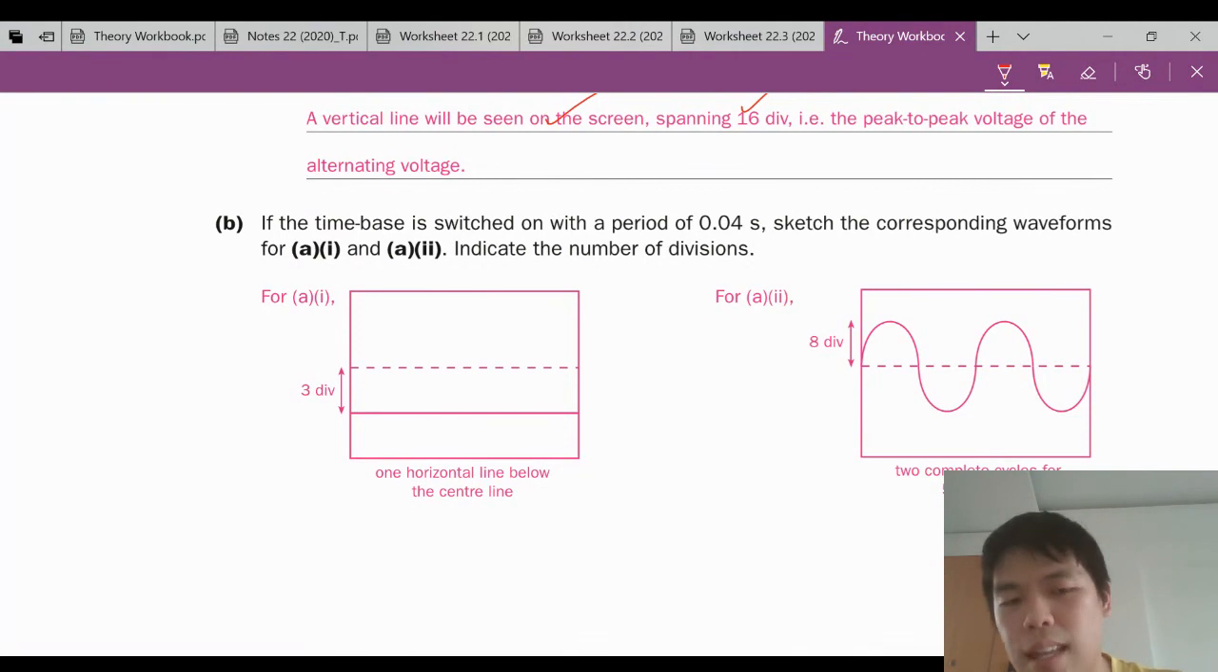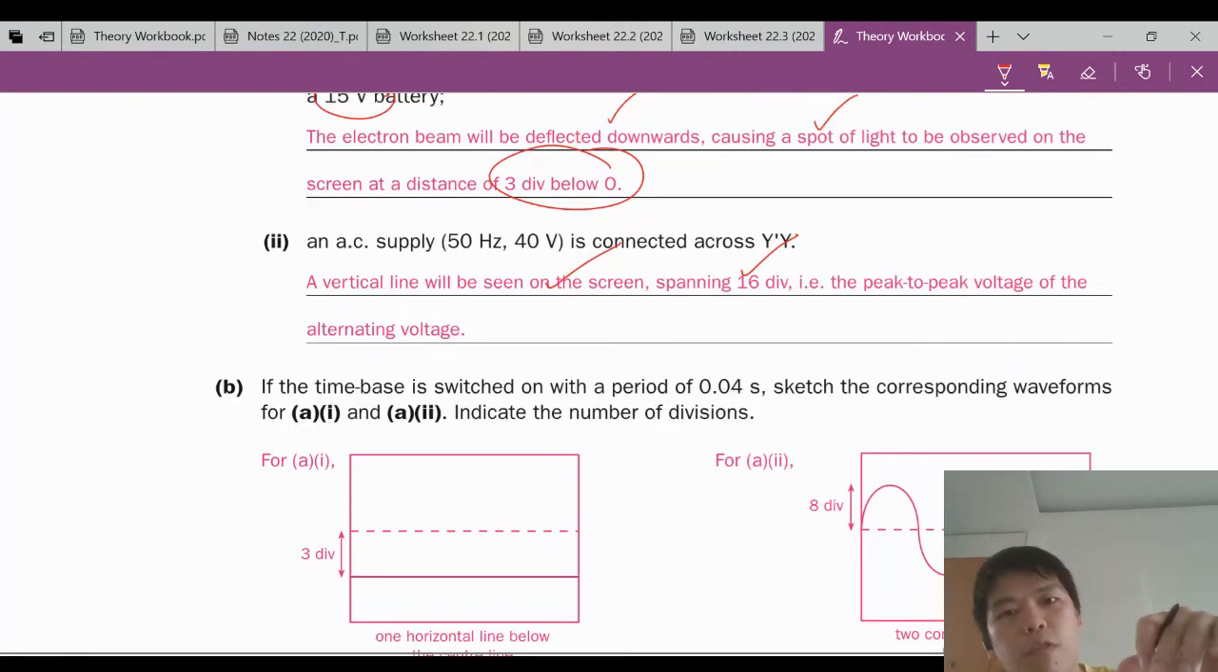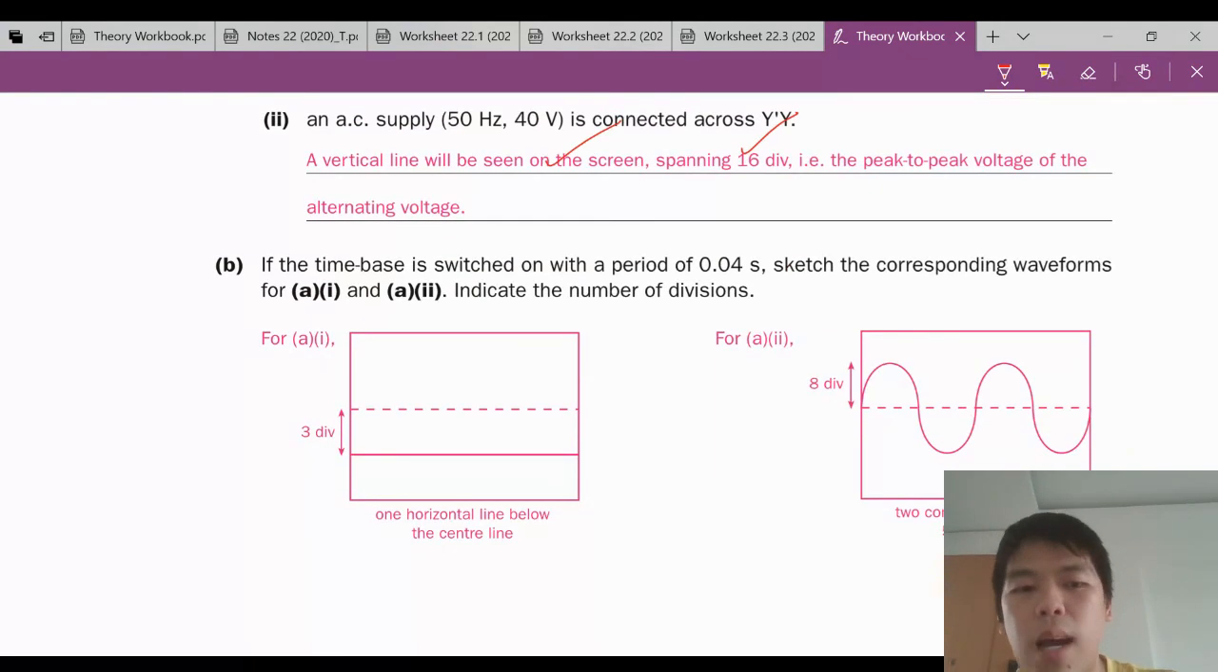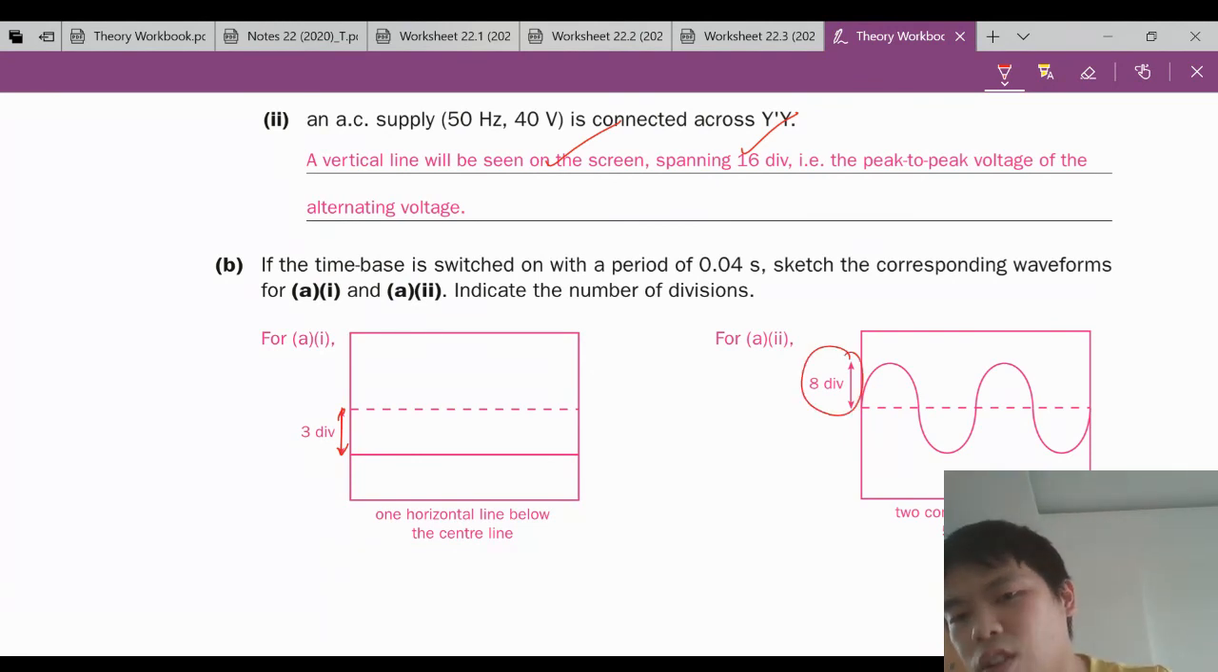So what will happen? For the first one, there is a spot. Since there is a spot and the time base is on, meaning it will move left to right, the one spot will become one line, and it will be 3 divisions below. So you have to draw this out, a straight line, 3 divisions below. The next one is 8 divisions above the line and below the line. As you can see here, 8 divisions. Since this is 50 hertz, meaning it is going up and down, they will form a sinusoidal curve or a sine curve.